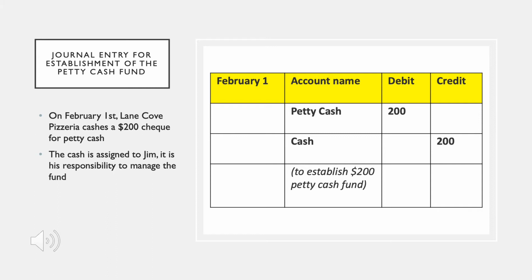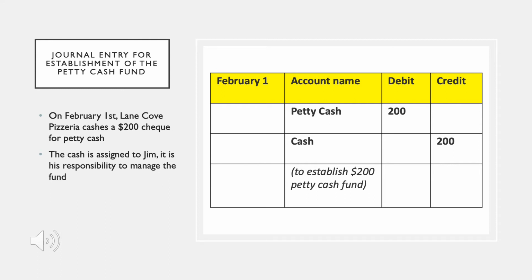We will now have a look at this example of step 1, establishing the petty cash fund. On February 1st, Lane Cove Pizzeria have cashed a $200 check for petty cash. We will start by recording the date of the transaction into the journal, February 1. Then we will debit and credit our 2 required accounts, being petty cash and cash. Firstly, our petty cash is classified as a current asset, which in this case is increasing, so we debit $200 to petty cash, and therefore will credit $200 to our cash.